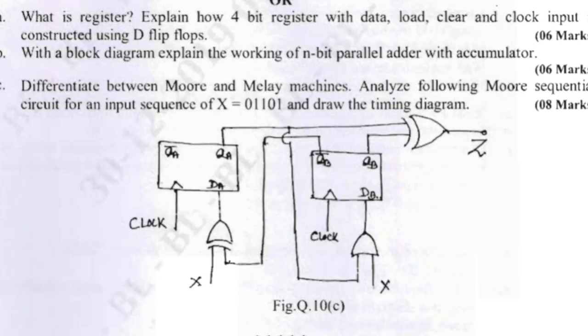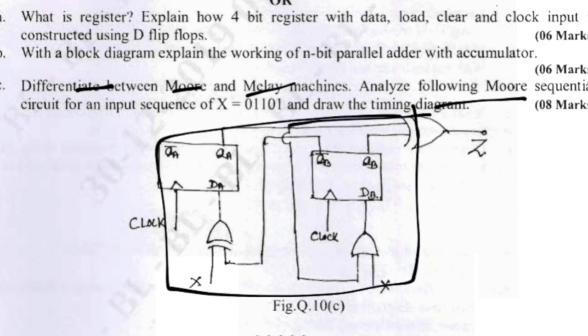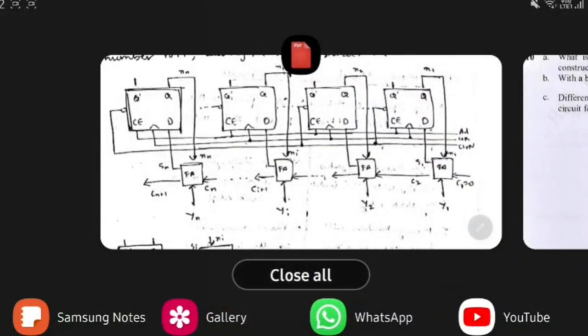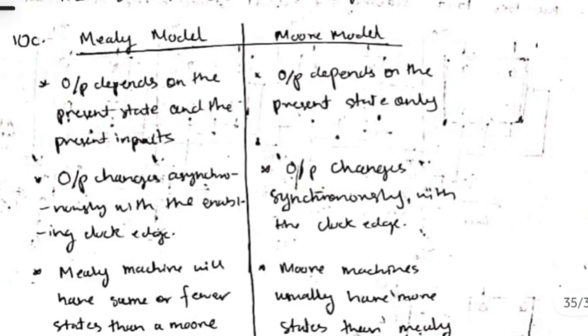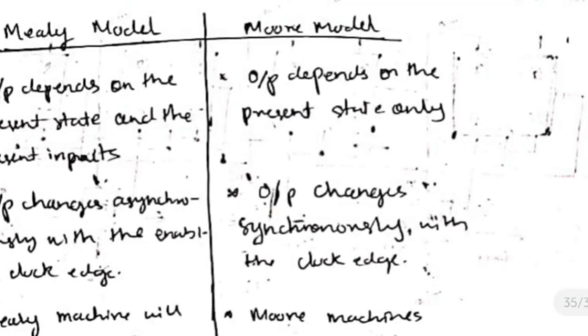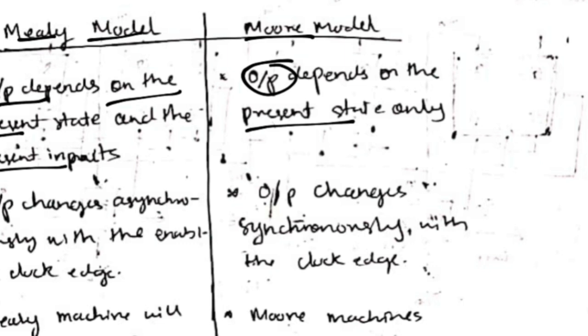In the next question, we have to differentiate between Moore and Mealy machines and analyze the following and draw the timing diagram for this circuit. Okay, so let's first see what's the difference between Moore and Mealy machine. The only difference is, in the Mealy model, the output depends on the present state and the present inputs. In Moore's model, the output depends only on the present state, it does not depend on the present input. Okay, that's the main difference.